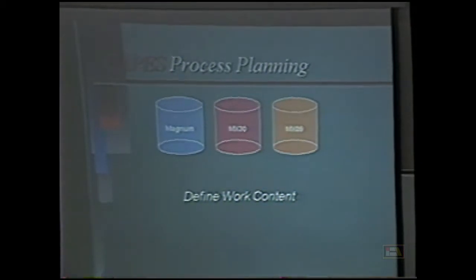So let's now first address what is CAPES. CAPES is a process planning tool to define the work content for assembly. In these slides, we're going to take the Magnum as an example, but you could also have multiple products involved in the assembly process, in this case the MX-30, maybe an MX-09.